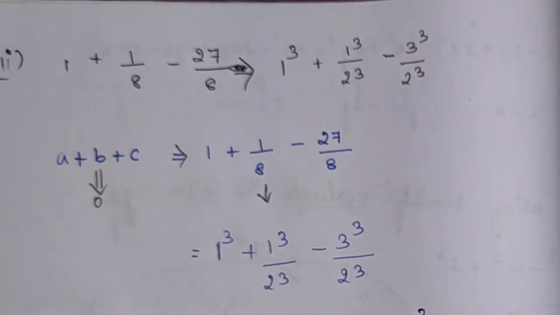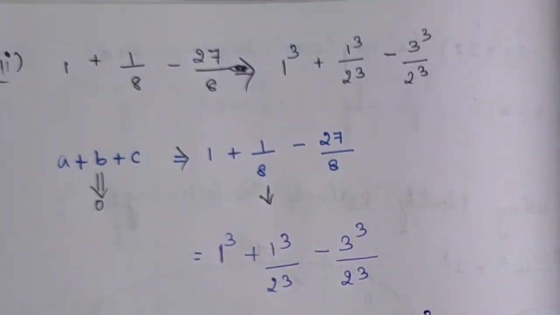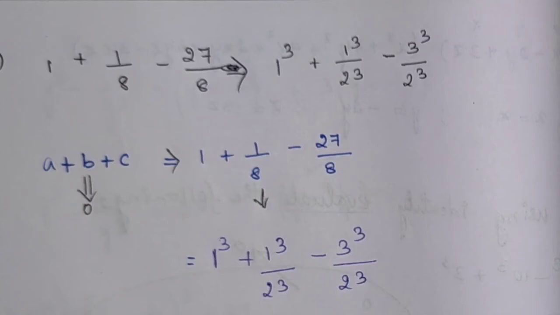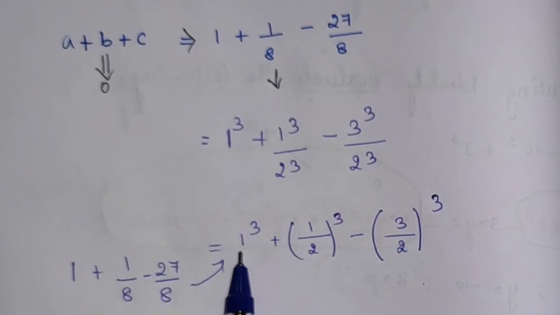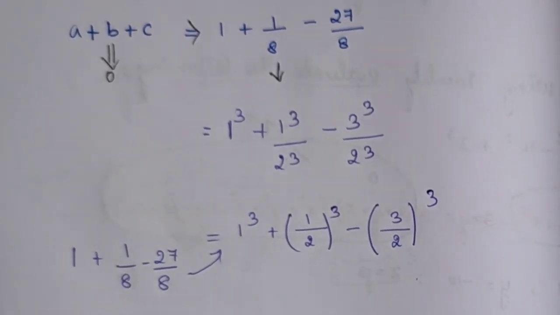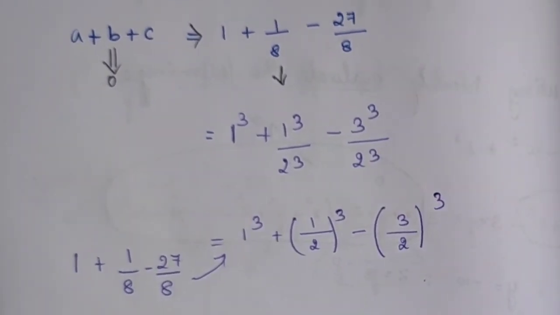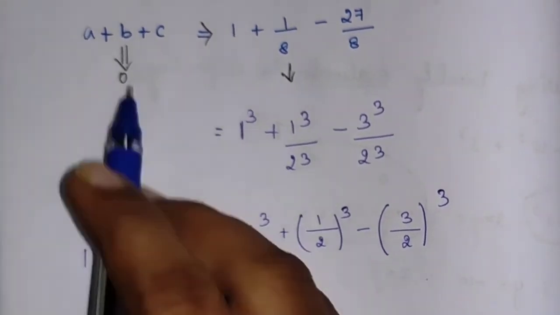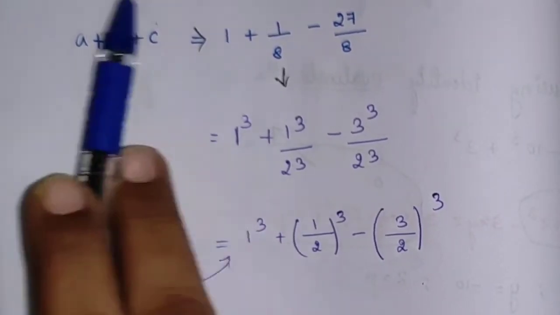Okay, so I'm replacing the question 1 plus 1 by 8 minus 27 by 8 as 1 cube plus 1 by 2 the whole cube minus 3 by 2 the whole cube. Okay, now look at this. In the place of a, I have a is equal to 1, b is equal to 1 by 2, and c is equal to minus 3 by 2. So we have to make this a plus b plus c as 0. If it is 0, use the previous identity.